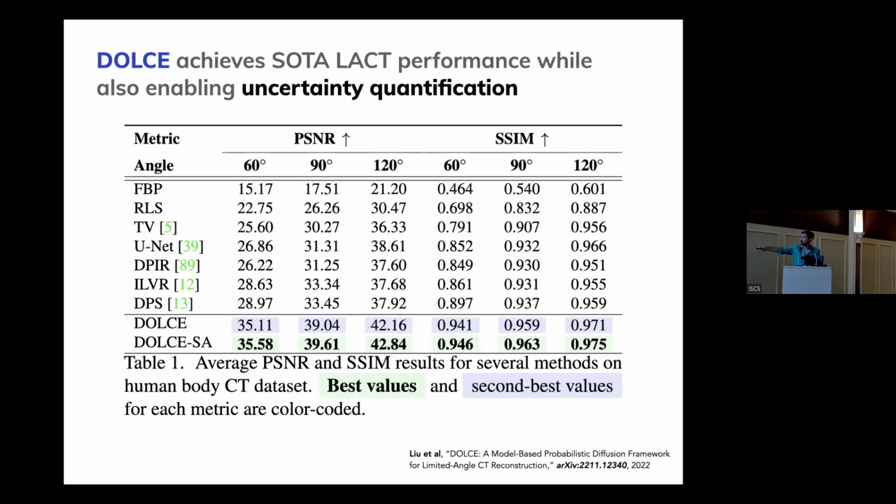Now, there are two versions of Dolce here. The first one is just generating one image, and you compute the signal to noise ratio and SSIM with respect to one image at the different missing angles, so 60 degrees up to 90 and so on. And the second is SA. SA stands for stochastic averaging, which means we generate hundreds of those images and average them. If you do this, you get an additional boost in performance because it becomes like sampling a bunch of random realizations of those images and adding them up. So you're going to get better performance.